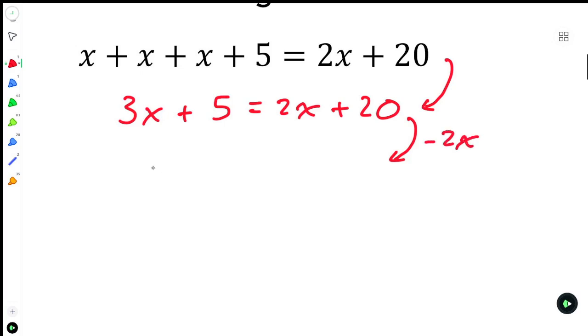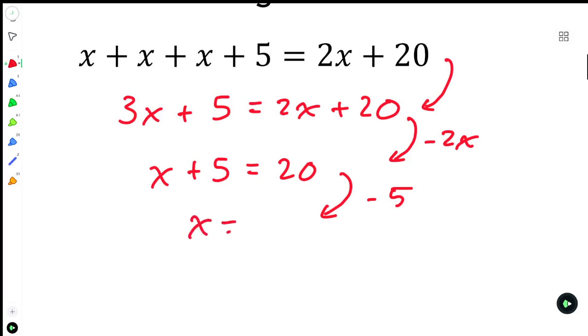Over on the left-hand side, when I take away 2x, I get x plus 5. And over on the right-hand side, when I subtract 2x, I get the number 20. Next, I'm going to go ahead and subtract 5 from both sides. And when I do that, I get that x should be the number 15. So x is 15 is my proposed solution.